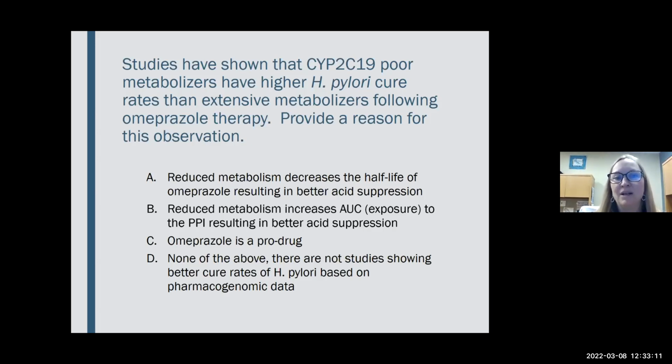So omeprazole is not a prodrug. The parent compound is active. So if we're having a poor metabolism of omeprazole, what would we expect to see? We would expect to see reduced metabolism, but reduced metabolism would increase the half-life. So that's wrong. Reduced metabolism increases exposure to the PPI, resulting in better acid suppression. That sounds logical. Ding, ding, ding.